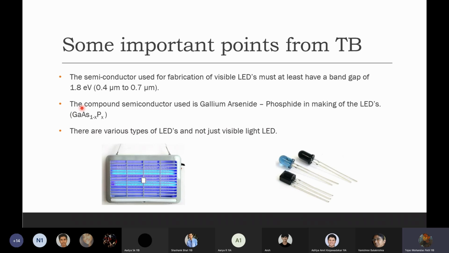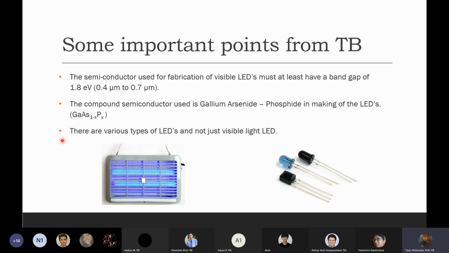The compound semiconductor used is gallium arsenide phosphide, that I told you already earlier in the making of LEDs. So what is this 1 minus x and P of x? That is just for determining what color you want. That will just control the frequency of the photon emitted.